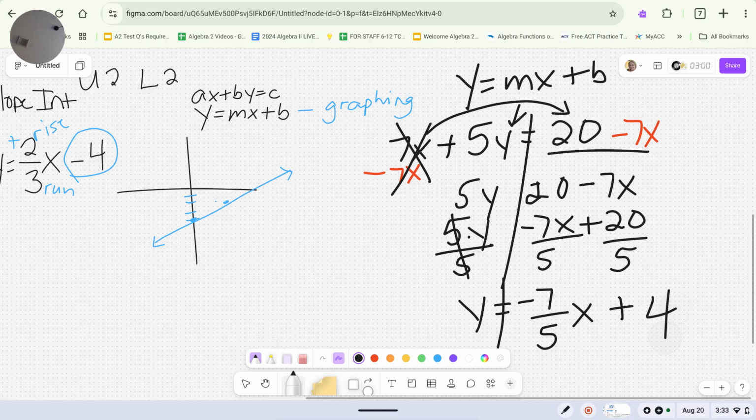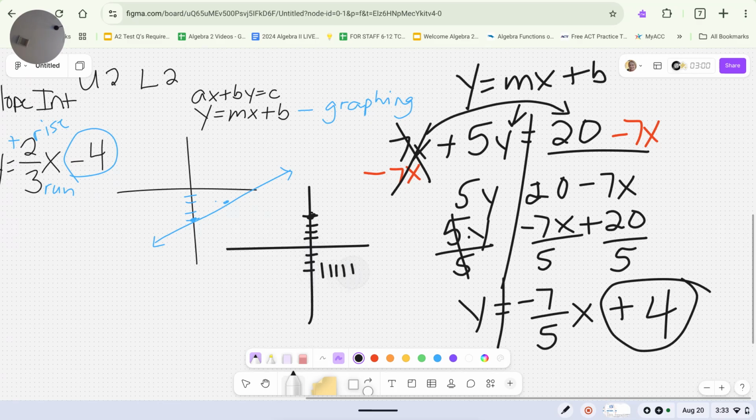So that's it, and it's very easy. Here's my graph. I go to 1, 2, 3, 4, and put my point there. I go down 7, 1, 2, 3, 4, 5, 6, 7, and over to the right 5, because I always go to the right for my bottom number. Is that a negative slope? Yes. You can test it by putting your little skier man on top of the line, and he is going down, so it's negative.